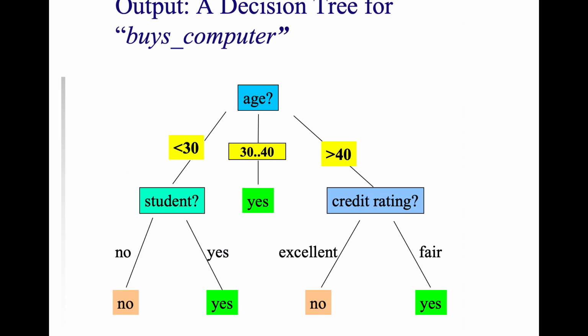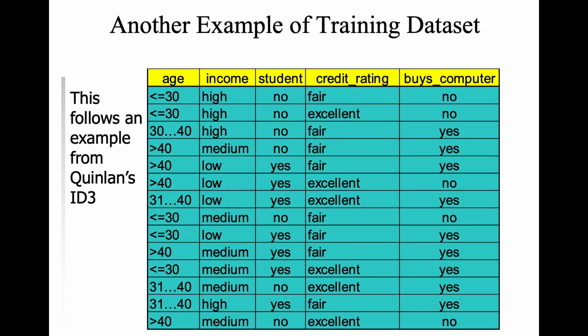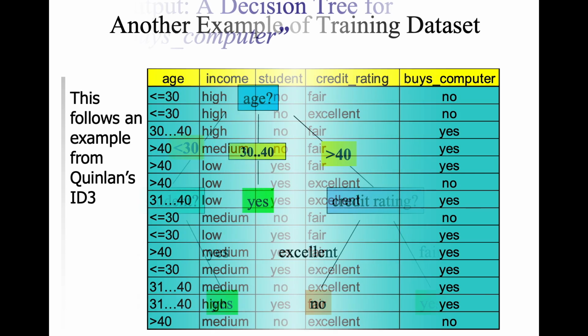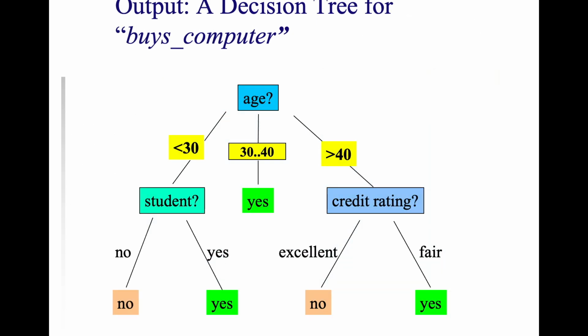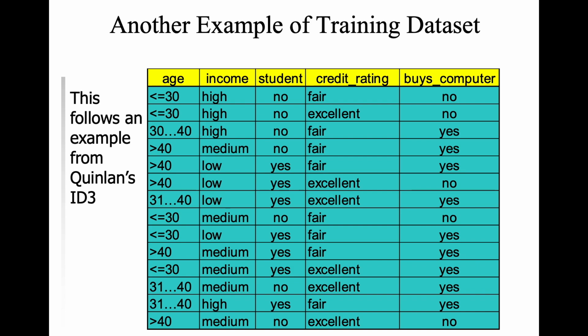So here is just one example. At this moment, you don't have to know how to select the root node. You may, for example, ask, how do we know that here we should start with age? Why not, for example, starting with student, right? You may create several representations here. We will talk about how to select the root node and the subsequent nodes later today.